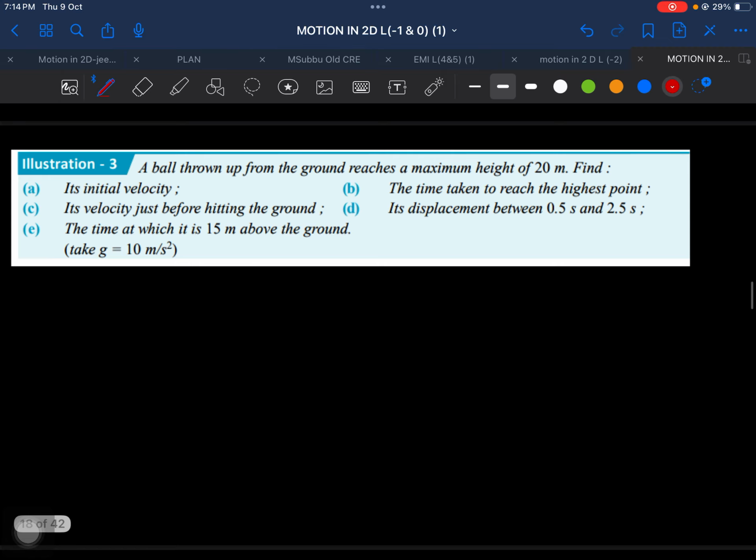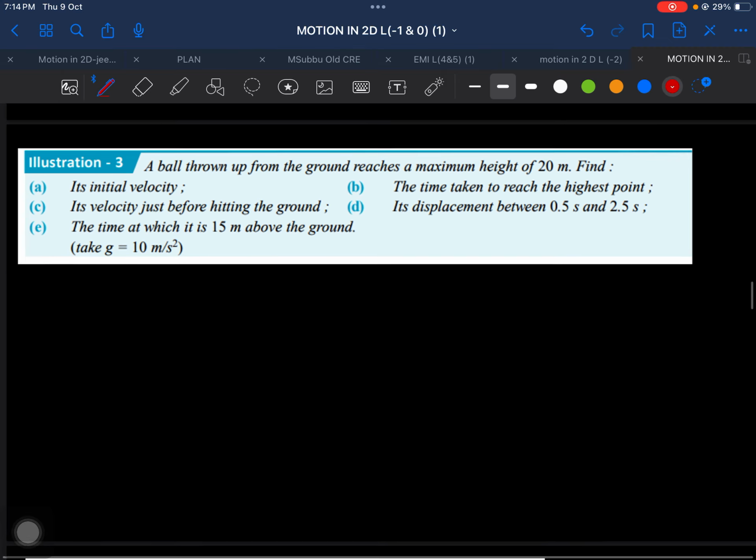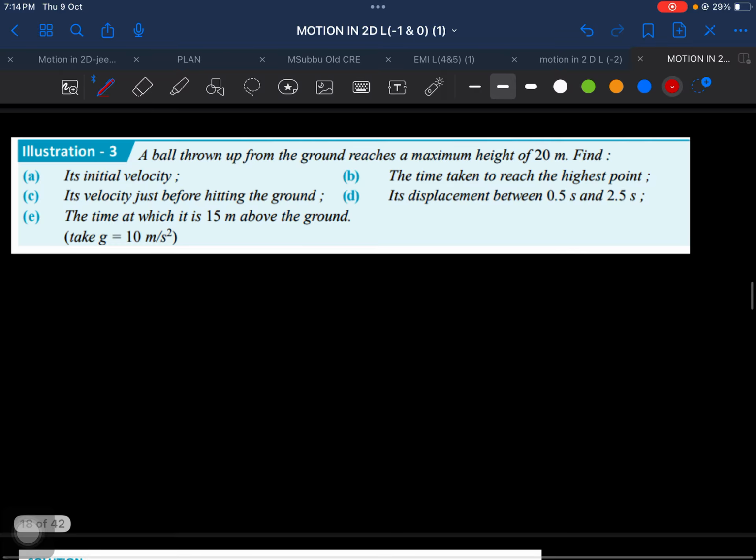First of all, you have to take the screenshot and you have to pause the screen and you have to solve this question completely first. Clear? Then you have to see the solution.